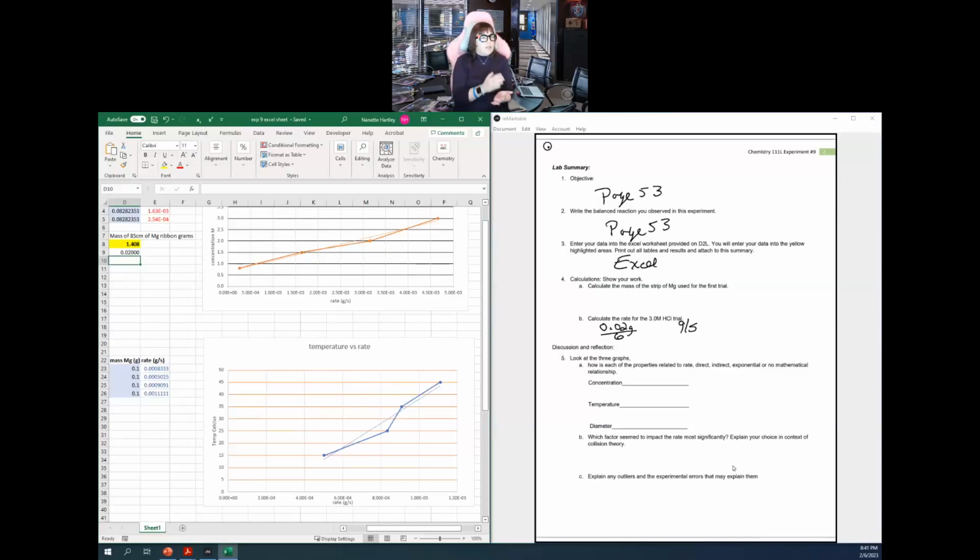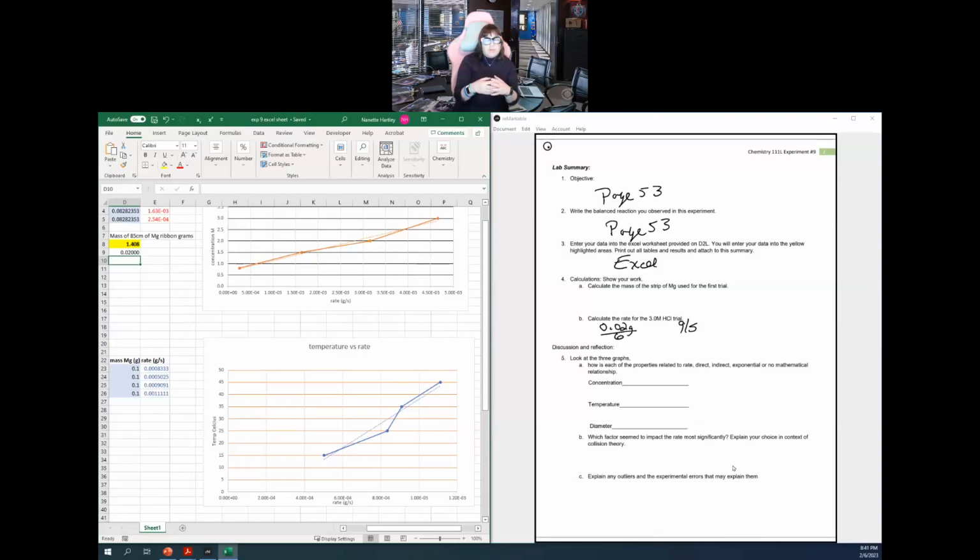So remember, we said that there are 3 things that affect the rate that we talk about. One is, did they collide? Did they collide with the correct orientation? And did they collide with the correct amount of energy? So our expectation is that higher concentration would give us more reactions because we have more of these things that can hit each other. So greater collisions because of higher concentrations.